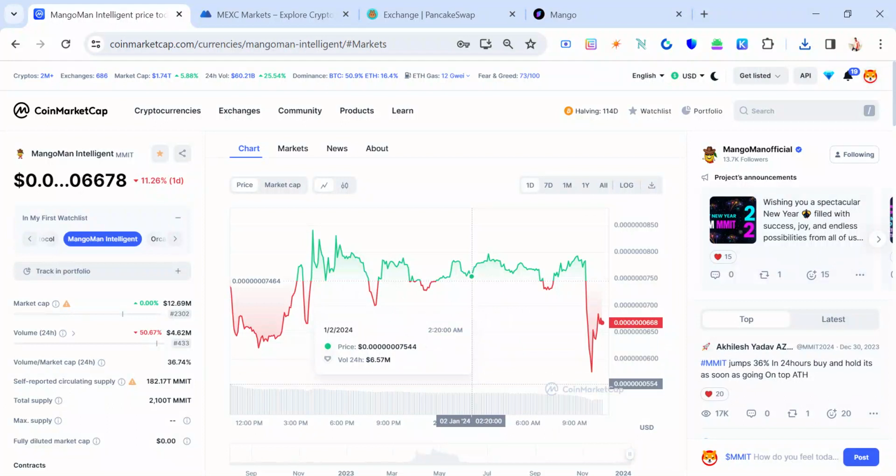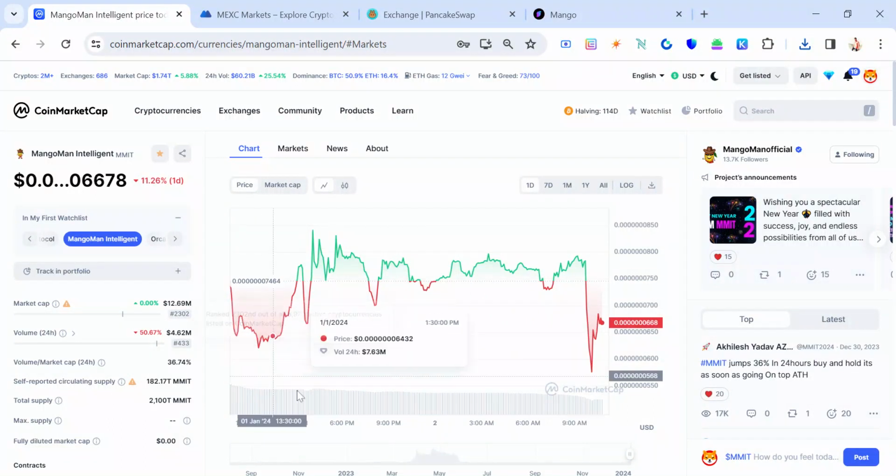So basically this MMIT is a meme token and it is around 13 million market cap. Usually meme tokens fluctuate a lot, and if you want to invest in this token, then please do your own research as none of this is financial advice.